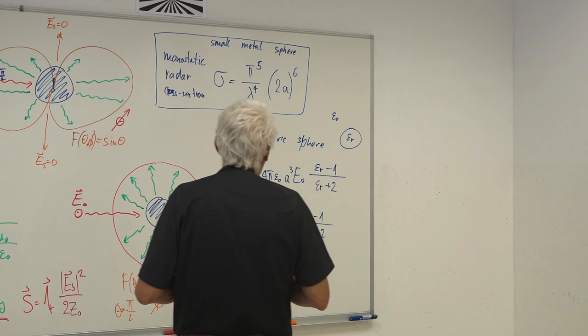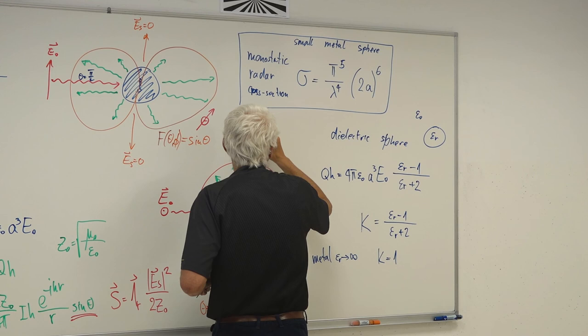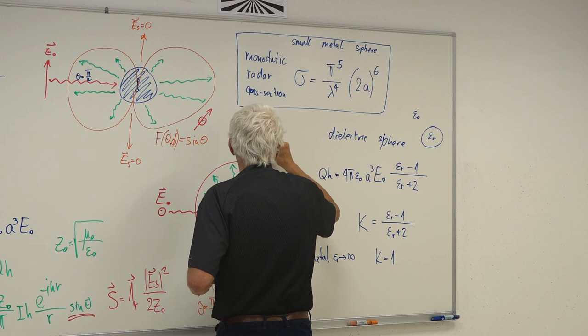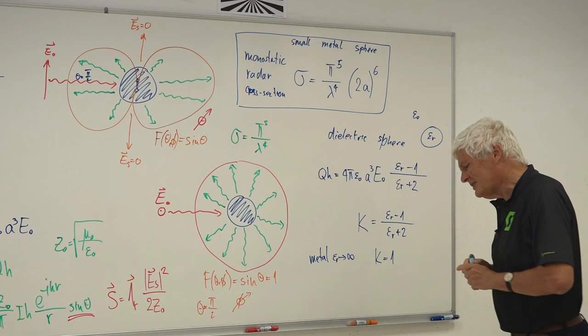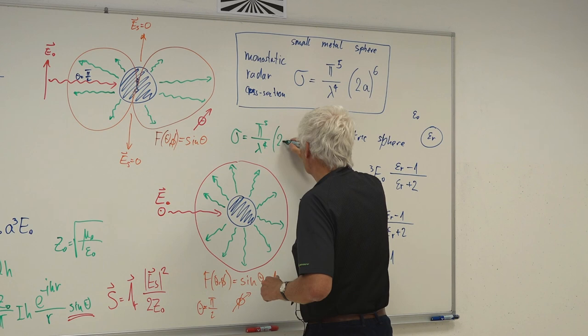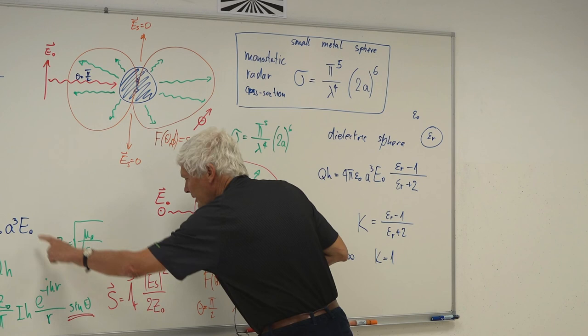For a dielectric sphere, the radar cross section is now the same, pi to the fifth power over lambda to the fourth. This follows if we do all the derivation, but it would take us another hour just to do the derivation. Look at it around. Diameter of the sphere to the sixth power, because the cube gets squared, so it's the sixth power, times the absolute value of K squared.